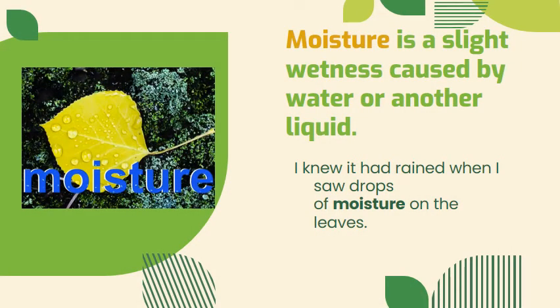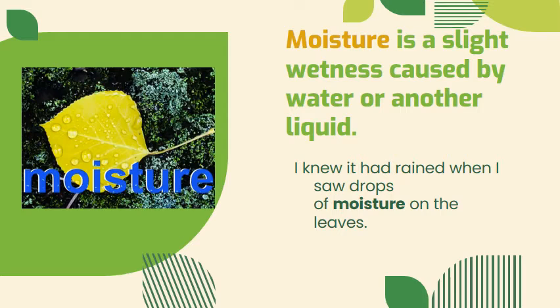Moisture. Moisture is a slight wetness caused by water or another liquid. So when I have a little bit of wetness, then I have moisture. Okay, and it's caused by liquid. I knew it had rained when I saw drops of moisture on the leaves.